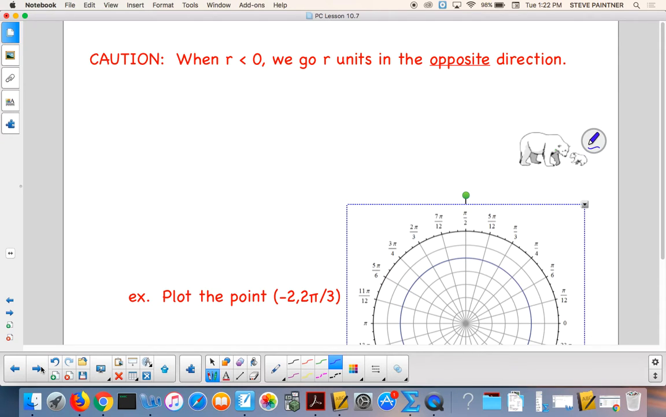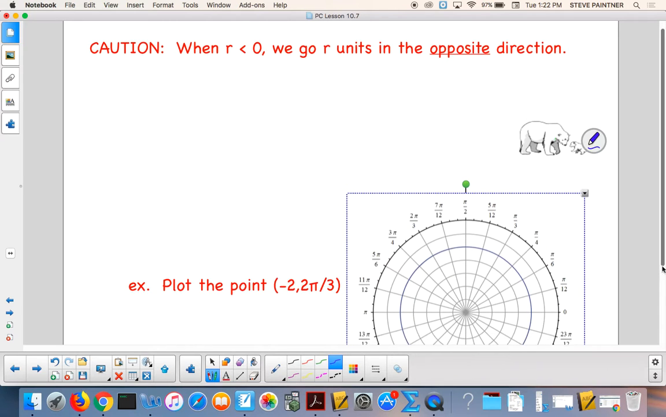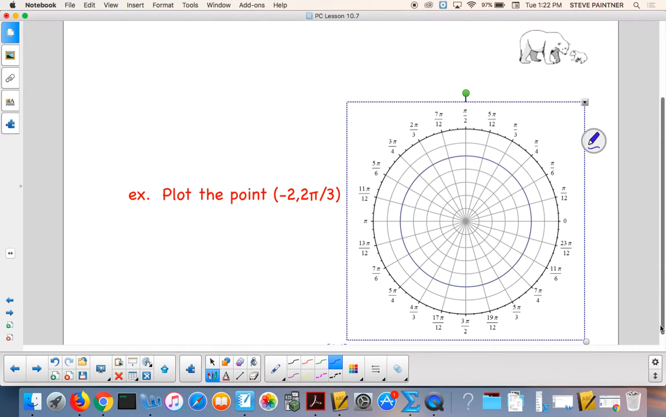So on that last one, we had a radius of +4. What do you think happens if we have a radius of -4? You go to the left. Yeah, so you can just start on the opposite side. So for this one, we have the point -2, 2π/3. Label this however you want. We don't have a circle, so do your best to draw them, or you can use the last grid.